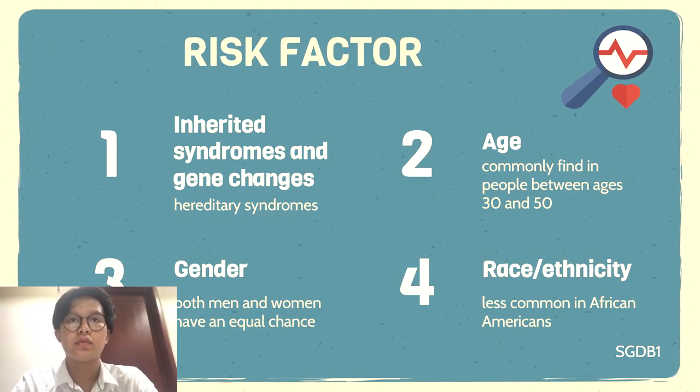For the risk factor, there are 4 factors. The first one is inherited syndromes and gene change. Between 25% until 35% of pheochromocytomas is linked to hereditary syndrome. The second one is age. A pheochromocytoma commonly occurs between 30 until 50 years old. And the third one is gender.